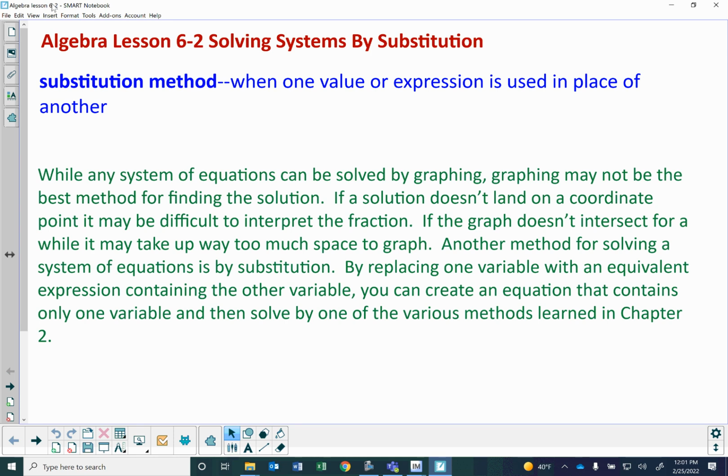By replacing one variable with an equivalent expression containing the other variable, you can create an equation that contains only one variable, and then we can solve it by the various methods that we used in Chapter 2. So we're going to talk about solving a system using substitution.